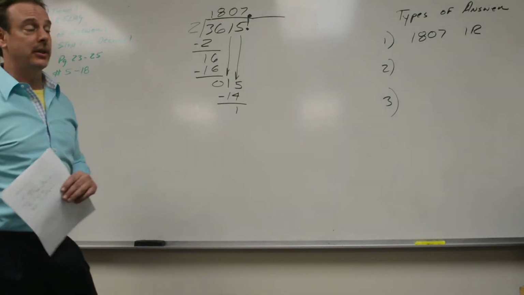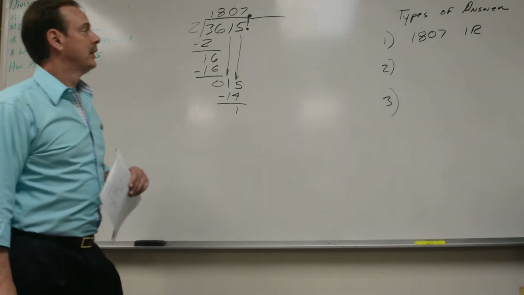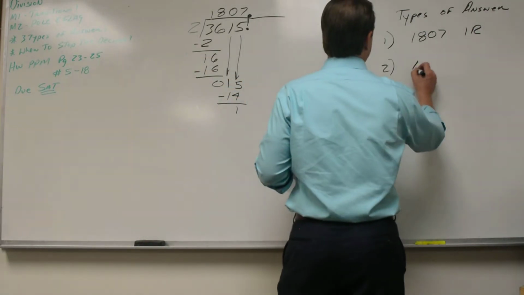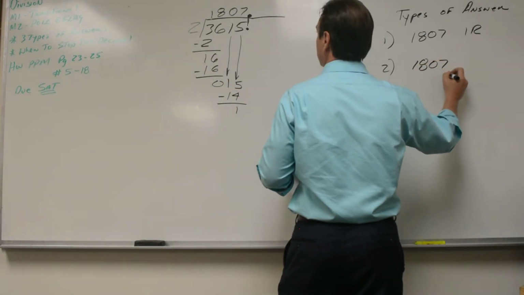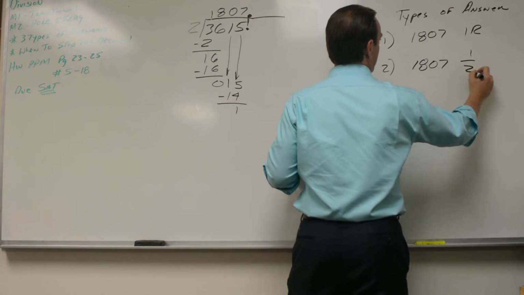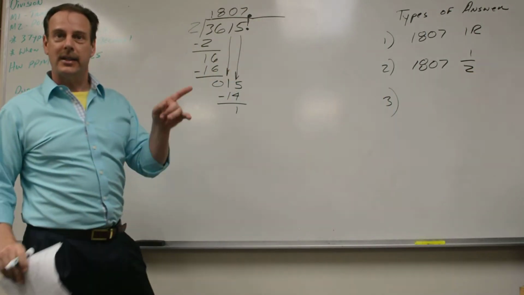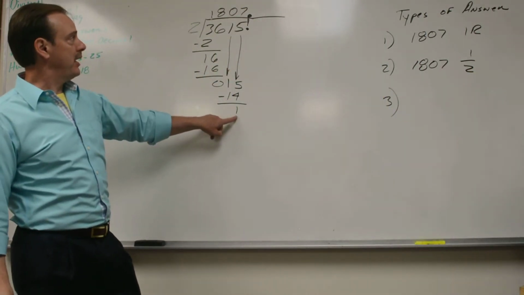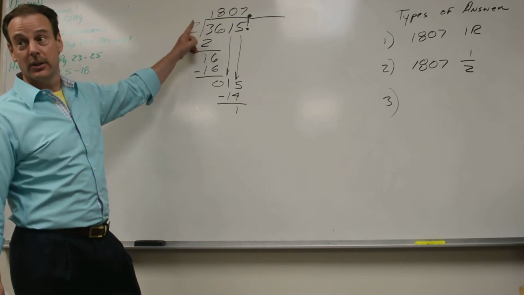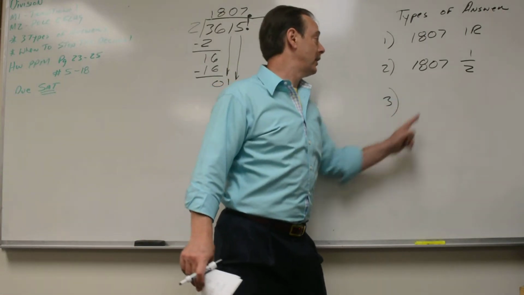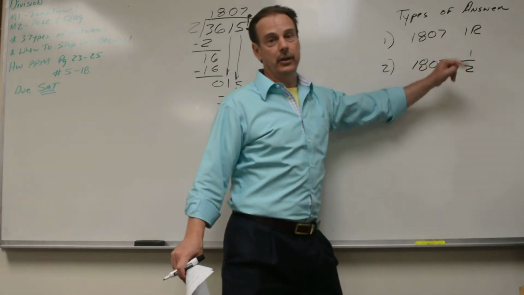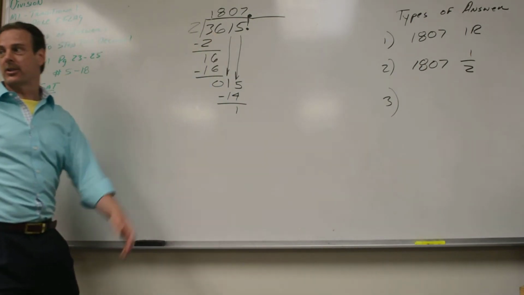Another type of answer we could have is we could say it's 1807 and 1/2. And the way we get that, because that's an exact answer, we take the remainder and put it over our divisor. Our divisor becomes our denominator, our remainder becomes our numerator. That is also an acceptable answer.